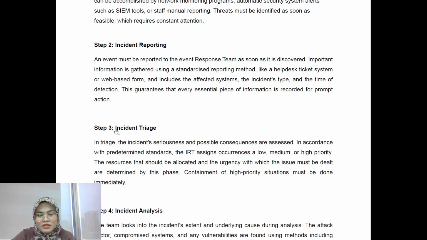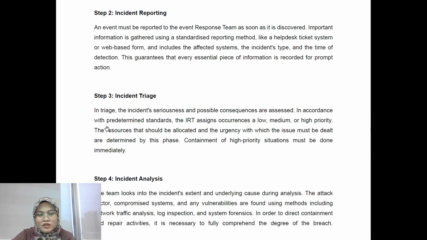Next is step 3, incident triage. In this step, the incident seriousness and possible consequences are assessed. In accordance with predetermined standards, the IRT assigns the occurrence a low, medium, or high priority. The resources that should be allocated and the urgency with which the issue must be dealt with are determined by this phase.